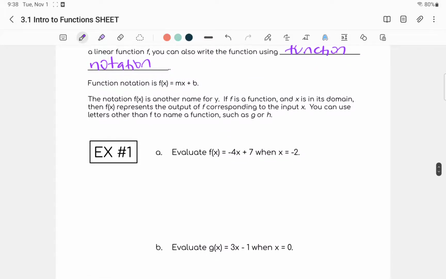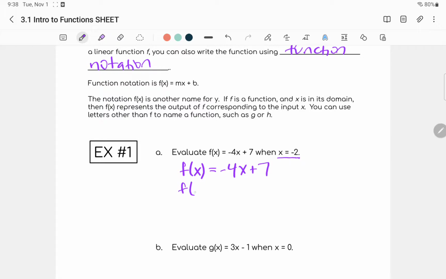And here we see substitution yet again. So if it says evaluate f of x equals negative 4x plus 7 when x is negative 2, all we're going to do is substitute negative 2 for x and see what we get for y, or f of x. So I'm going to write f of x. Let's just write the equation or the function. So f of x equals negative 4x plus 7. Then I'm going to plug in negative 2 where I see x.